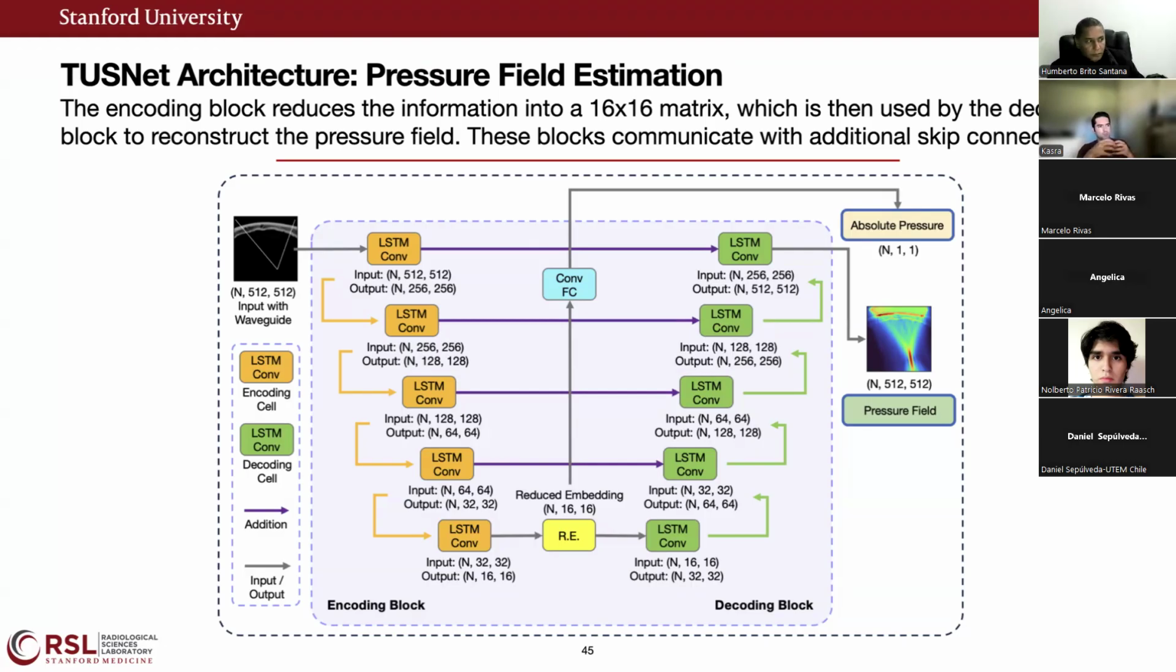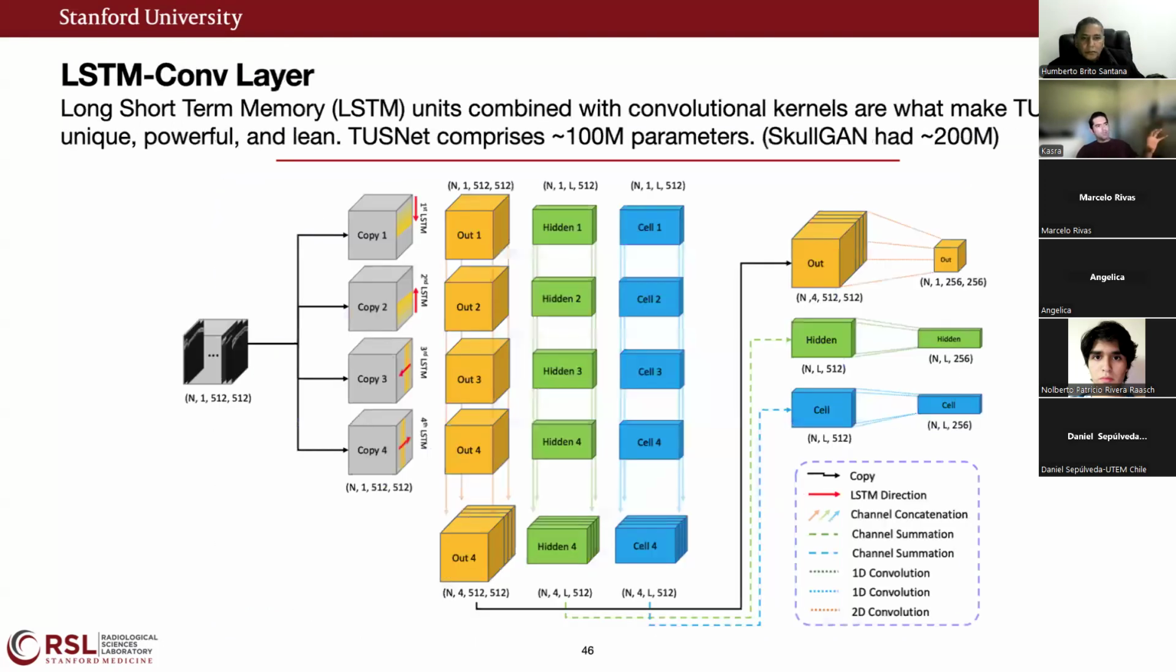And in the decoding block, we are doing it in reverse. We're building back up the size so that we can get that output of 512 by 512. And if you want to look at what this LSTM conv looks like, this is what each of those cells looks like in detail. We take the input, we make 4 copies of it, and for each of those copies, we apply an LSTM in different directions: left to right, right to left, top to bottom, bottom to top. For each of those, we have the output tensor, hidden tensor, and cell state. We concatenate those, reduce them so that the dimensions match for the next conv and LSTM cell.